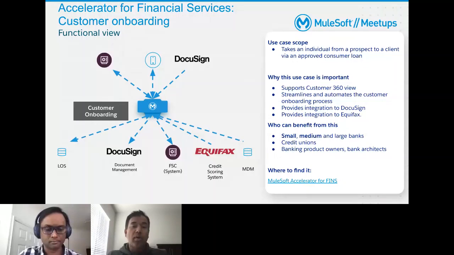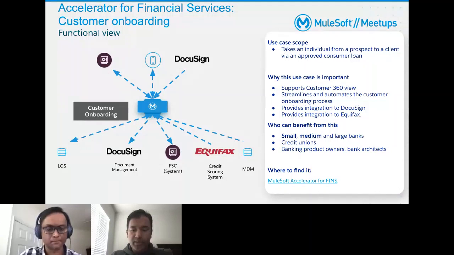It helps with pre-existing integration with DocuSign, as well as with Equifax and the loan origination system. And again, the same conversation repeats here, right? What we had in the previous use case. If your customers have different systems or a different landscape, this will certainly help in giving you a reference implementation of how it can be achieved from a business process perspective.